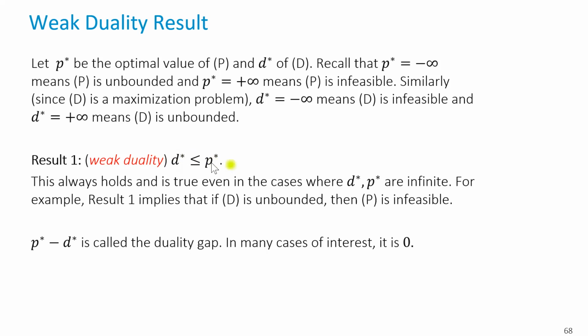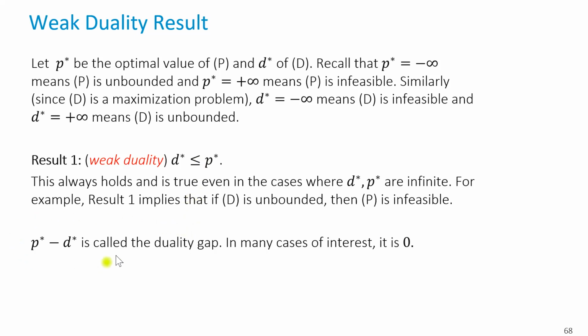For example, this is true even if the values are infinite. So it implies in particular that if the dual is unbounded, that gives D is plus infinity. That means that P star is infinite, which means that the first P is also infeasible here. So that's a first result that is not at all obvious and is a first result of duality.